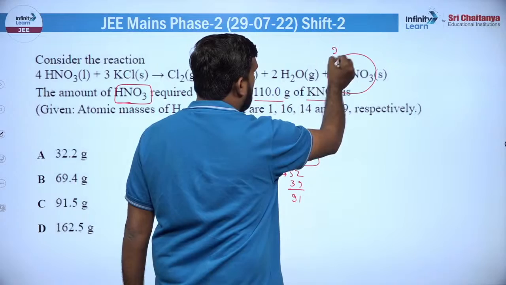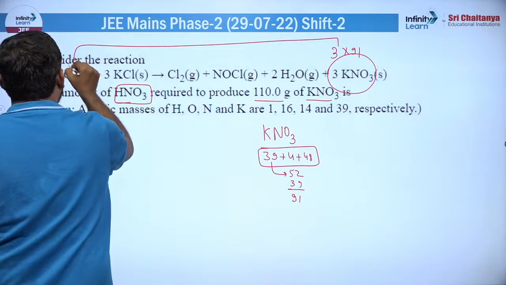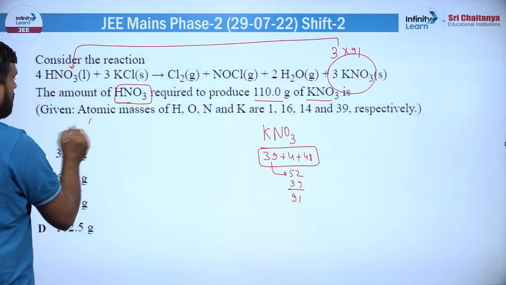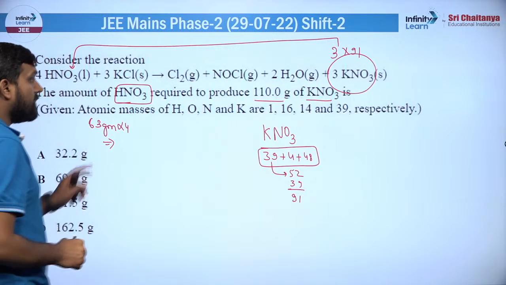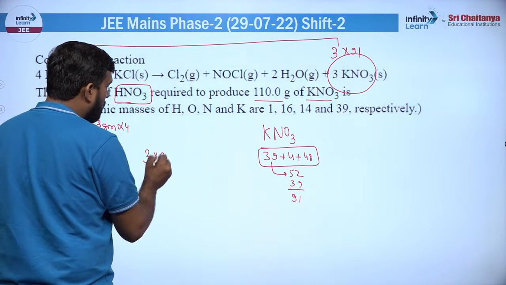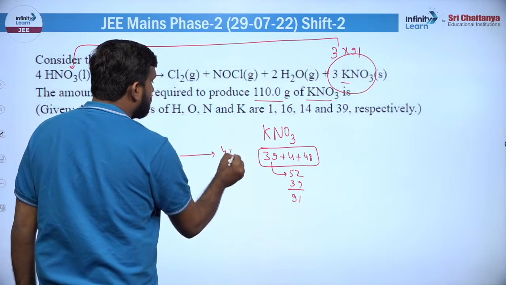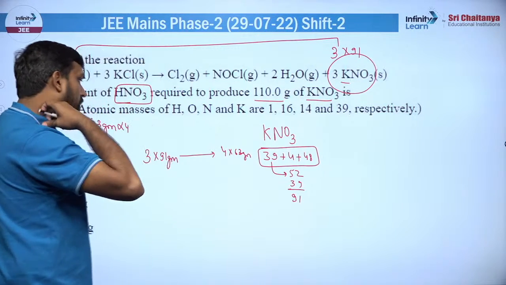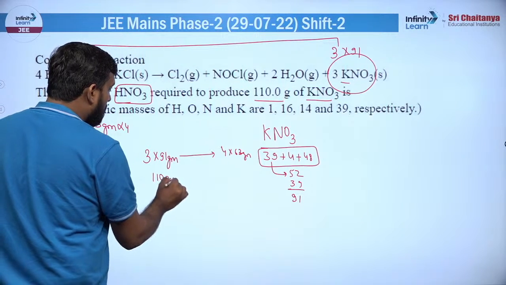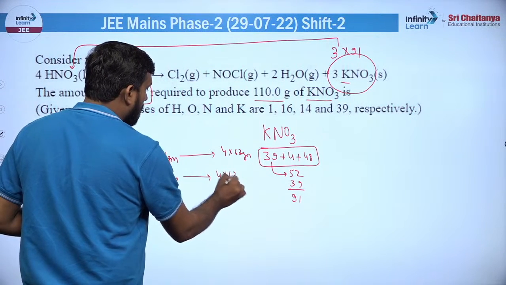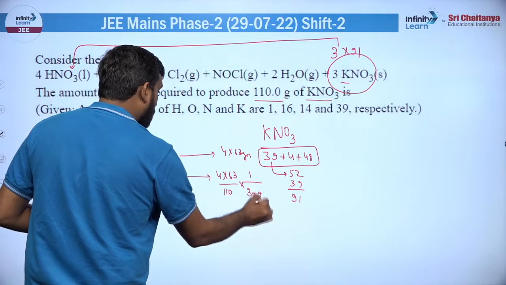So I can say that 3 into 91 gram of this requires this much of HNO3. Okay. So HNO3 has a molar mass of 63 grams. So by the calculations I can say that 3 into 91 gram of this compound requires 4 into 63 grams of HNO3. Okay. Now, for 110 gram, can I say that it will require 4 into 63 upon 110 into basically 1 upon 3 into 91. Okay.